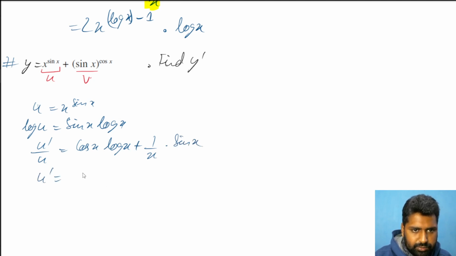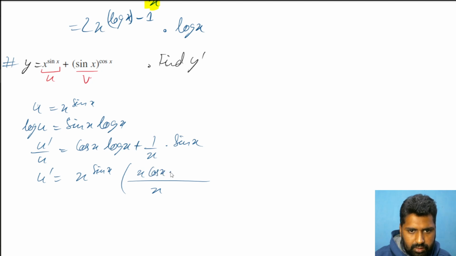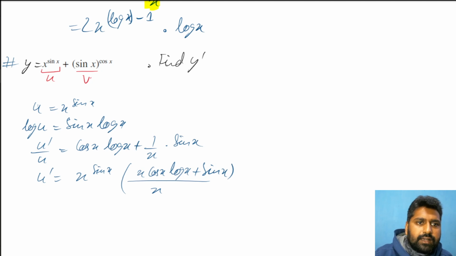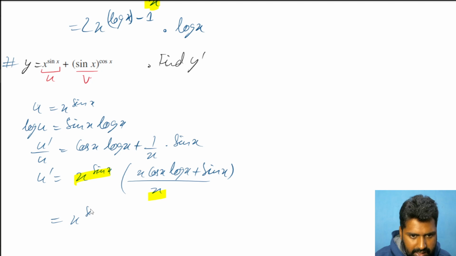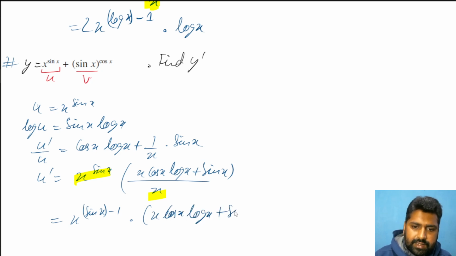U dash is equal to u, which is x raised to power sin x. If you want, you can take the LCM, same way as in the last question: x cos x log x plus sin x, and then deal with the power of x. That's x raised to power sin x minus 1, remember that, into x cos x log x plus sin x. That's your u dash. Let's do v dash also.